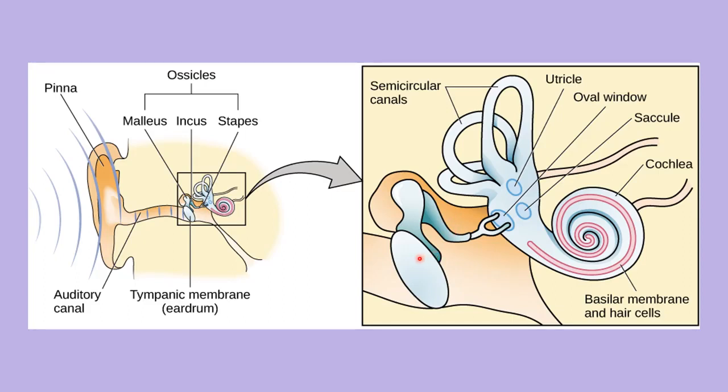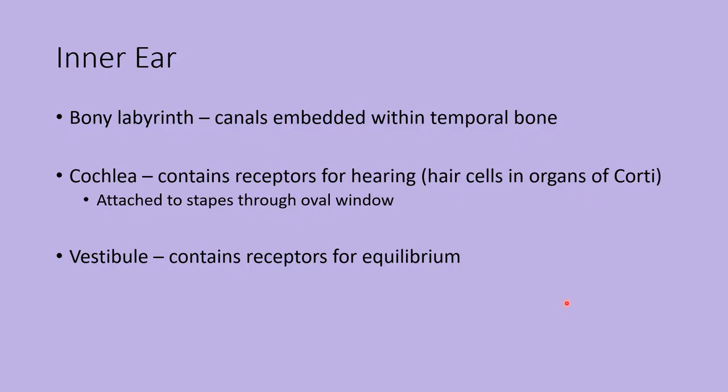And now we're going to be moving to the inner ear, but this one right here is a good picture showing the 3 bones, the malleus, the incus, and the stapes. The inner ear is sometimes known as the bony labyrinth because it has a series of canals, but it's embedded in the temporal bone, so it's canals in a bone.